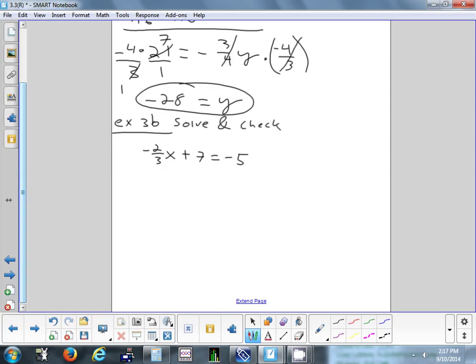Emma, are there any like terms? No. Only because what about positive 7, negative 5? No, right? They have to be what? On the same side. Same sign. Beautiful. Same side of the equal sign. We don't have that.